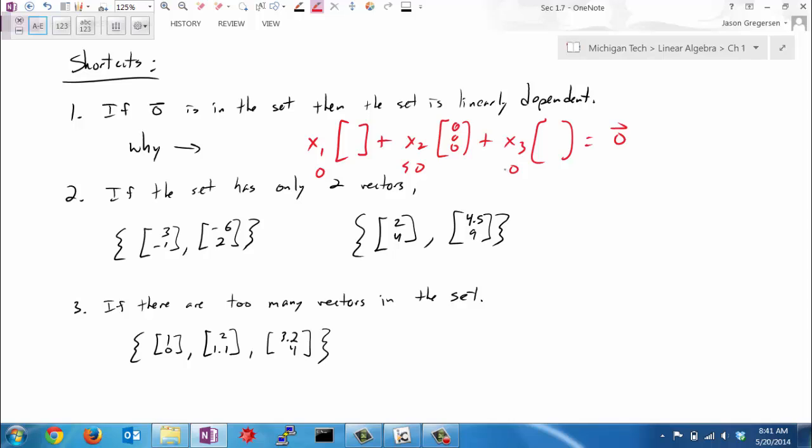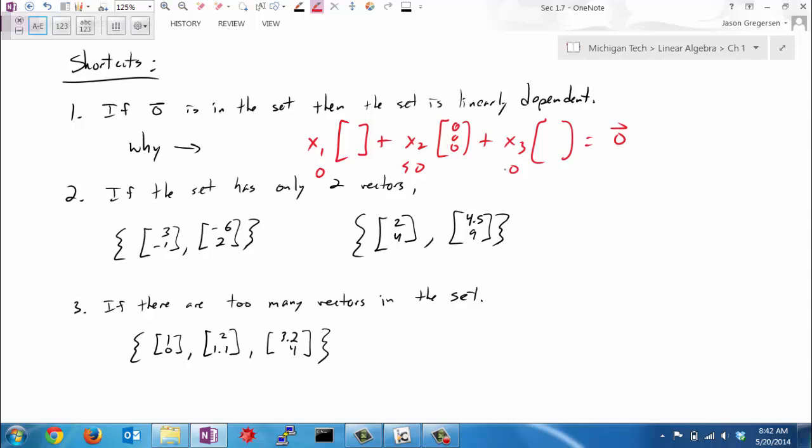All right, 2. If the set has only 2 vectors, there's a shortcut. Find out whether they're an independent set or a dependent set. That's a shortcut if there's only 2 vectors in our set. See if there's a scalar. Absolutely. If they can multiply one to get the other, then they have to be linearly dependent. And they're only linearly independent if they're not multiples of each other.